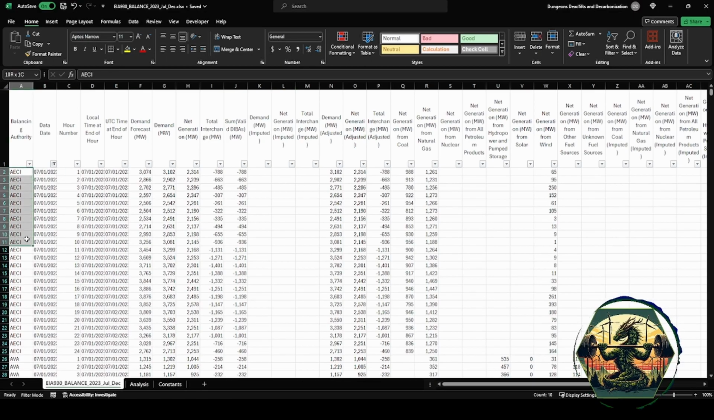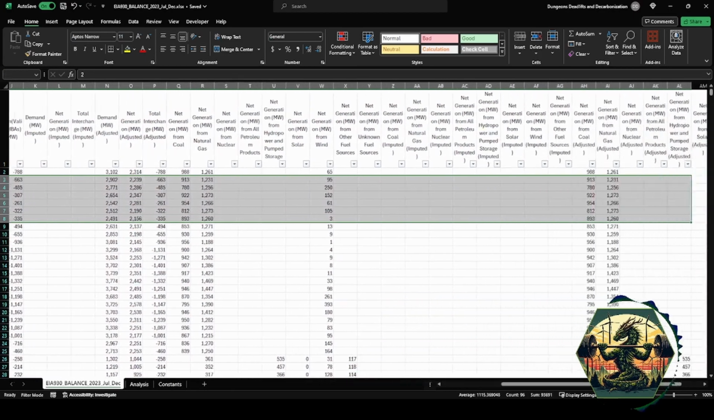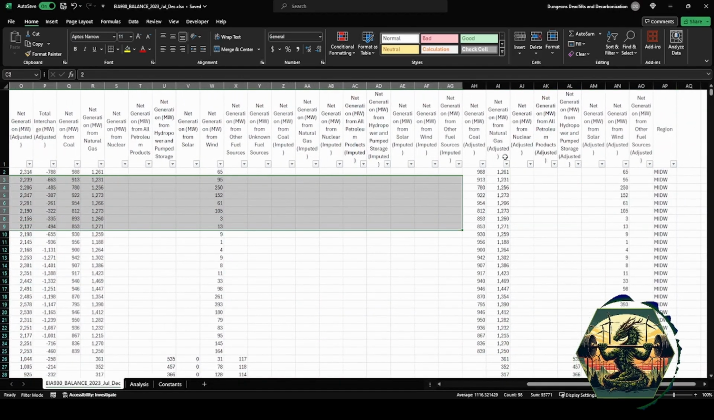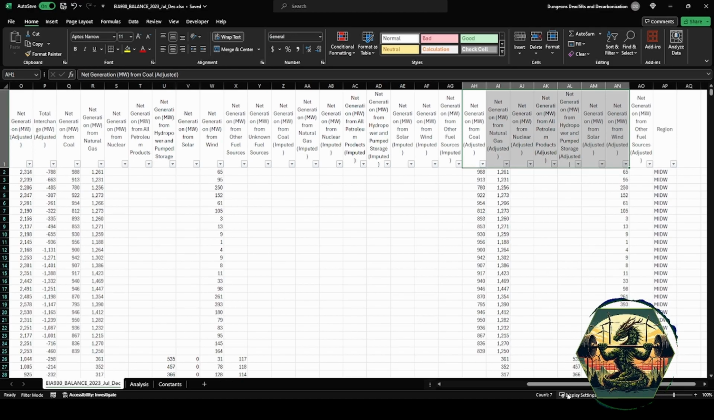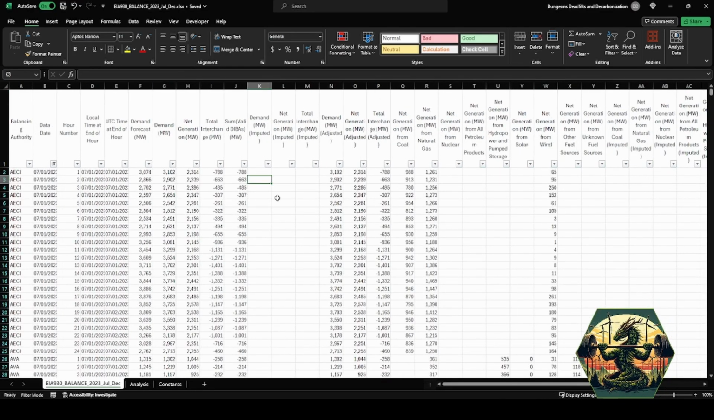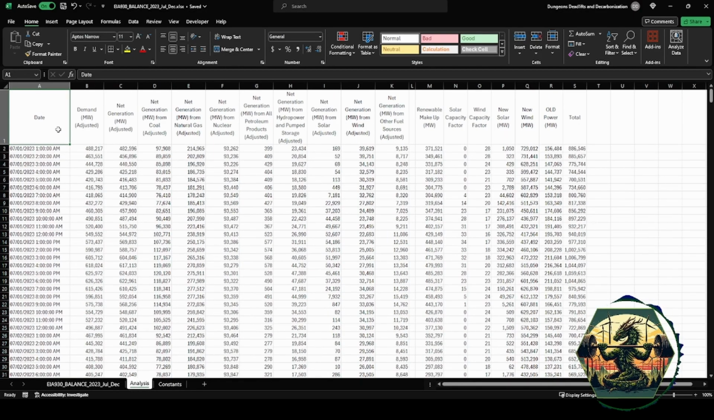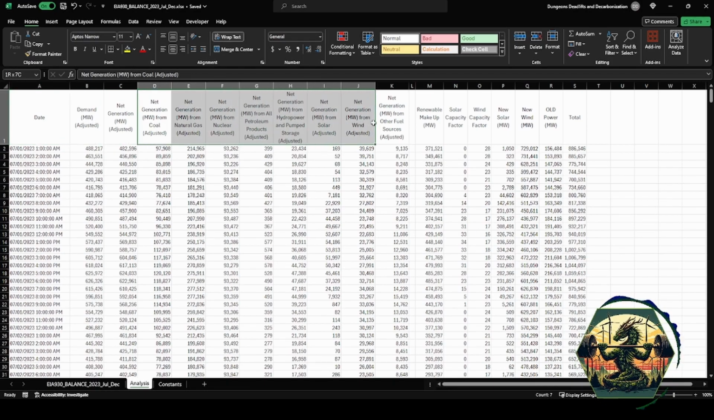You can see the different balancing authorities. These are basically the different areas that manage the power systems. And then you can see all of the data that we looked at in the Python code. I'm going to stick with just the adjusted numbers for this example, but you can do whatever you want. So to align with what we did in the Python analysis, once we get to this analysis tab, I'm just going to look at 1 month of data. So just July 2023.